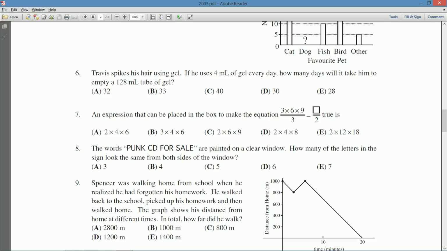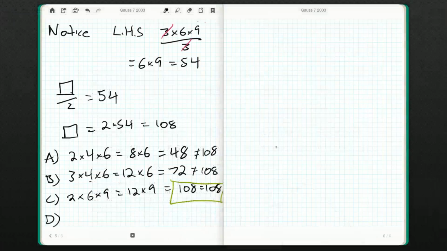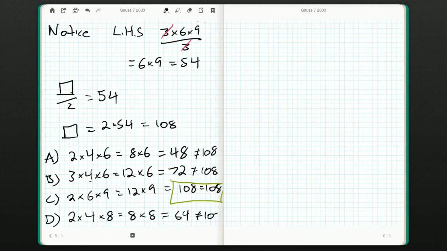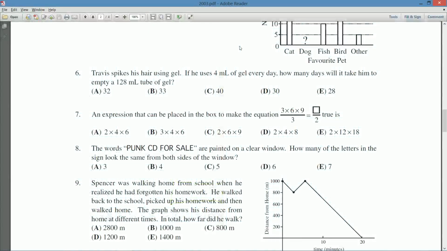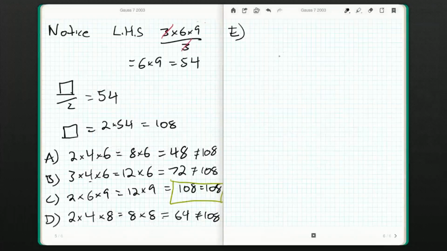So D is 2 times 4 times 8. Let's take a look at that. 2 times 4 is 8. 8 times 8, well, that's 8 squared, that's 64. But that most certainly is not 108. And now finally E. What was E? 2 times 12 times 18. That's going to be very big indeed.